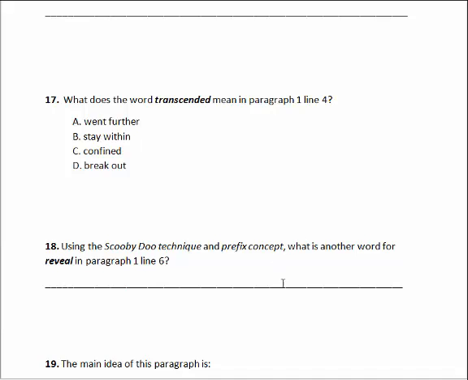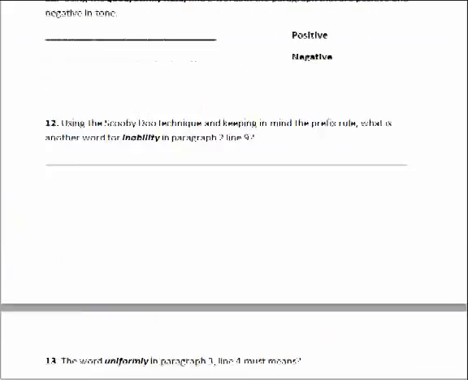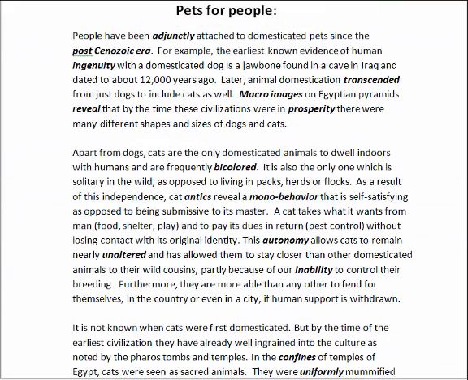Problem number 17, what does the word transcended mean on paragraph 1, line 4? First of all, trans means across. So if you've got a line of words, you're going to go across the line. Transcend, I know that from chemistry. Let's take a look at the surrounding area, using a little bit of cultural coding and context. Later, animal domestication transcended from just dogs to... from to. You're going to go across from dogs to cats.